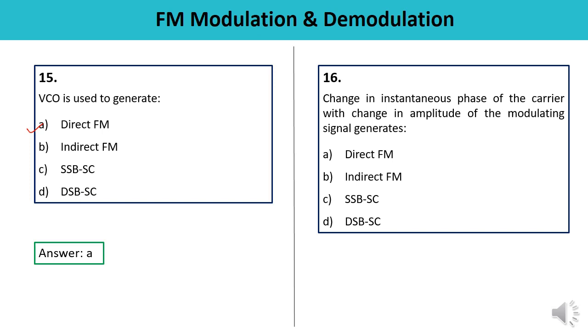Next question. Change in the instantaneous phase of the carrier with the change in amplitude of modulating signal, it generates direct FM? No. Indirect FM? Yes. It generates indirect FM. It means here the answer is B. Yes, this is the correct one.